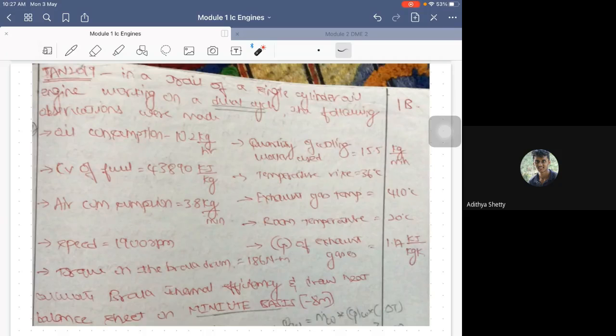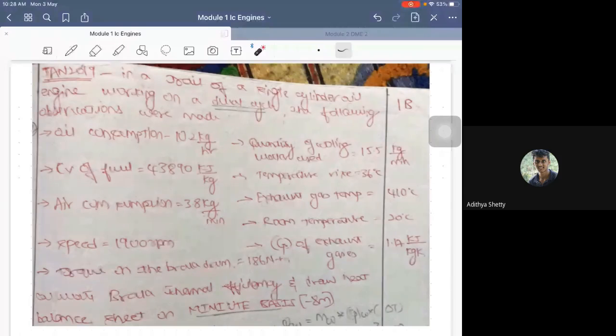If any of the parameters you are not able to grasp, just write whatever parameters you have grasped while we are taking down the given data. You'll come to know. Okay.